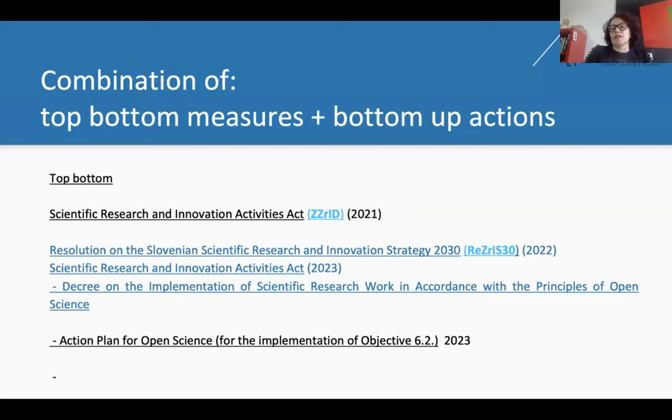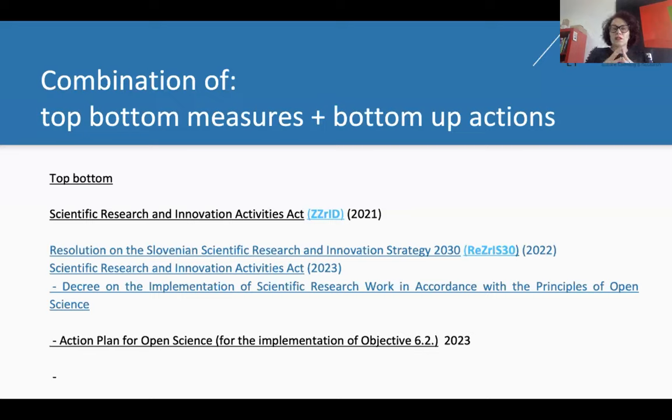Top-bottom has definitely started with the Scientific Research and Innovation Activities Act back in 2021, when there was a quick change of one provision, which already laid down foundations that the public funders from different resources will demand from the recipients of the funds to make the results coming from the research funded in that way available under the conditions of open access. So this was the first legislative instrument.